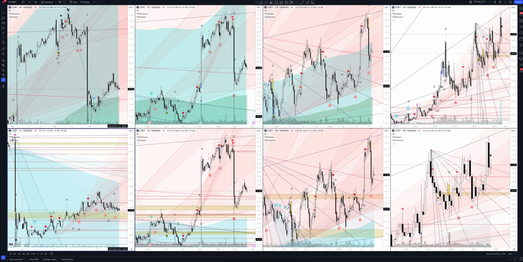Today we will take a look at Corcept Therapeutics Inc. stock. Let's analyze the market situation and find out how you can make money on it. Let's start.